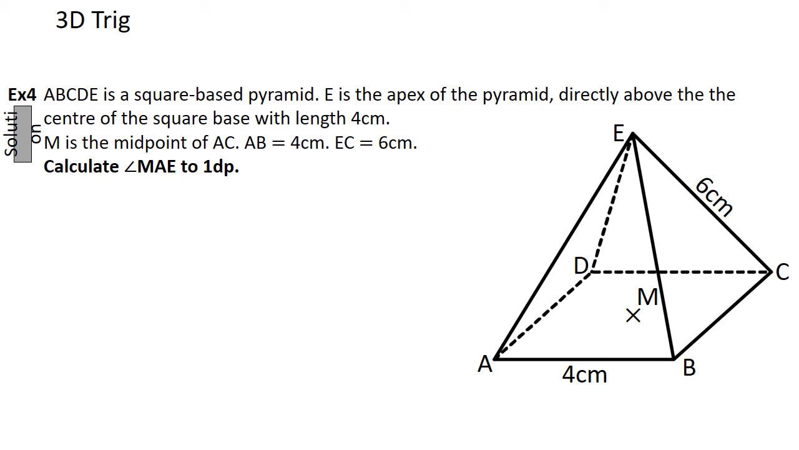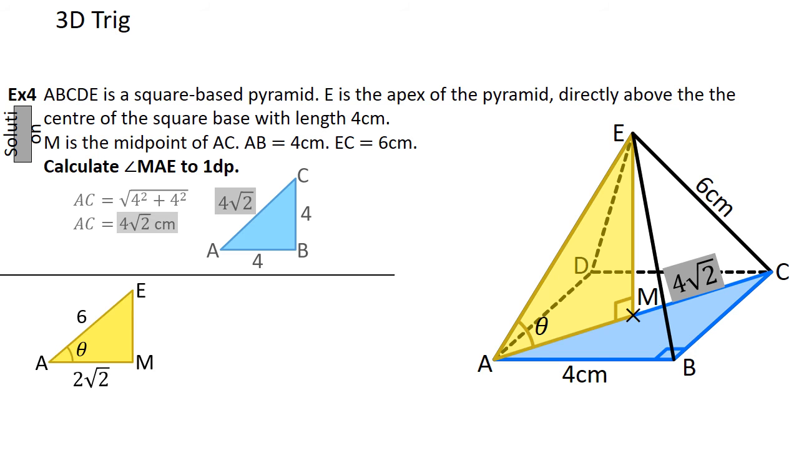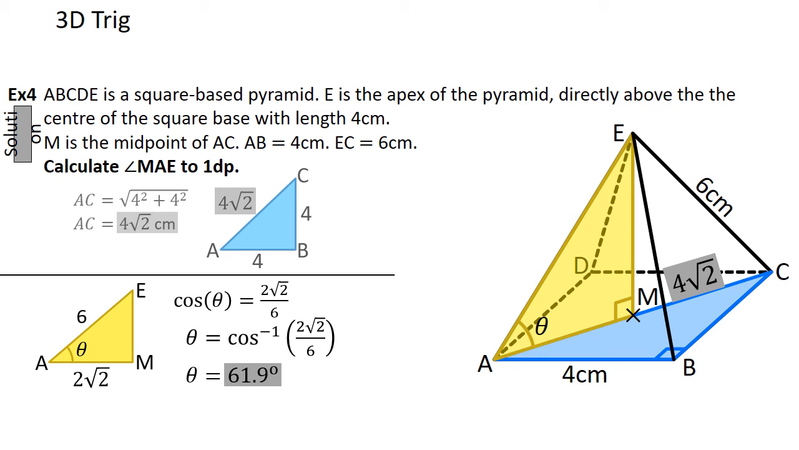If we want MAE, again, first of all we are going to need to find AC, and it's a 4 centimeters by 4 centimeters square base. So we're going to use Pythagoras to find the hypotenuse there. Then we're going to halve it to find AM, which is 2 root 2. We know that the slanted side is 6. So to find that angle, again we've got the hypotenuse and an adjacent this time. So it's going to be the adjacent divided by the hypotenuse, and then cosine to the minus 1, which is 61.9.